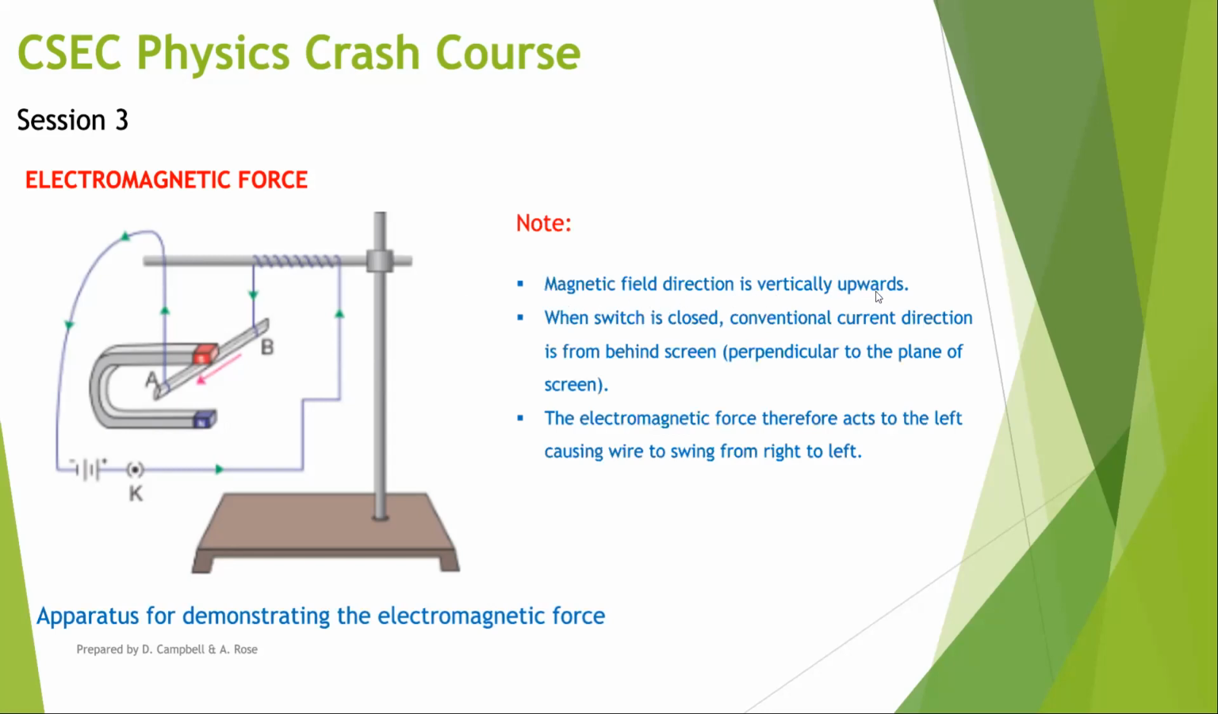Magnetic field direction is vertically upwards, because we have the N pole here and the S pole here. So the magnetic field is going up. When the switch is closed, conventional current direction is from behind the screen, so from B to A. The electromagnetic force therefore acts to the left, causing the wire to swing from right to left. So the wire will swing to the left, like that.